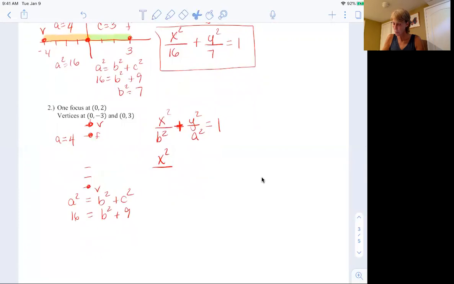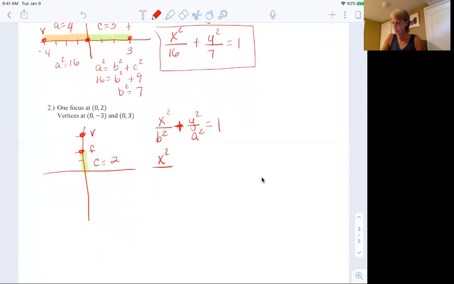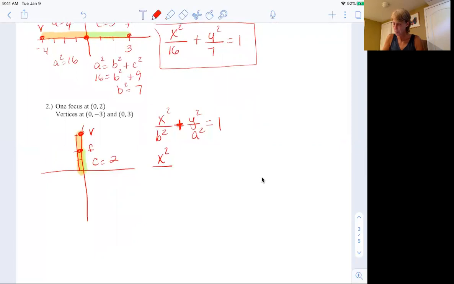This is when you wish you were in the classroom. Wipe this all out. This is definitely when you wish you were in the classroom. I plotted the points, right? 0, 2, focus, 0, 3, vertex. My focus is 2. My vertex is 3. I'm so sorry about that, guys. Okay, so let's kind of clear up that mess on your page.